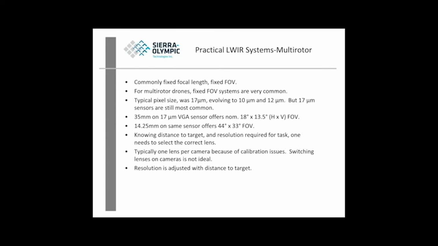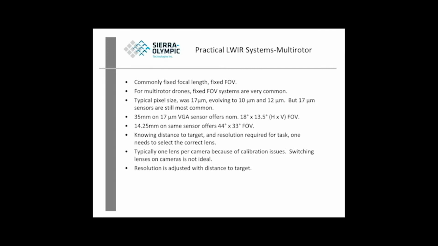So for multi-rotors, they're typically fixed focal length. They're very common. Pixel size was 17 microns. It's moving to 10 micron and 12 micron. A typical VGA sensor with a 35 micron has an 18-degree horizontal field of view. You can get a wide range of optics. Typically, the fields of view are 90 degrees to maybe 15 degrees. Those are the practical optics that you can fly on a multi-rotor.